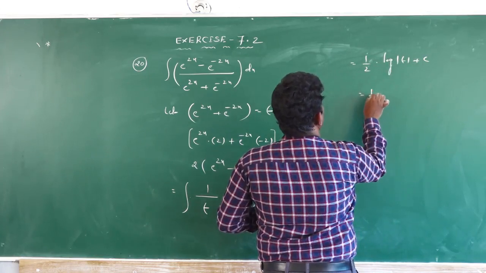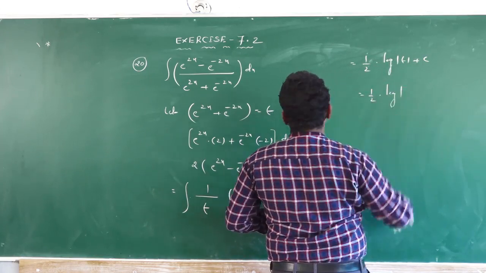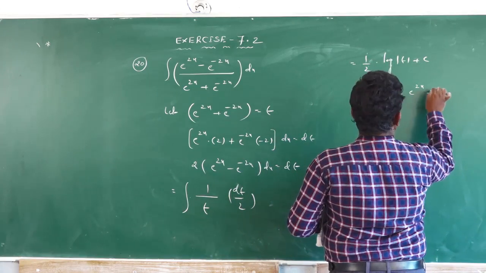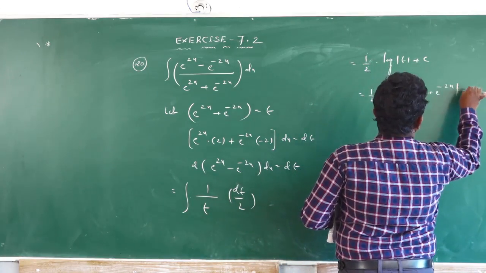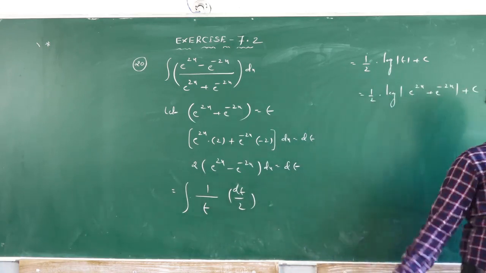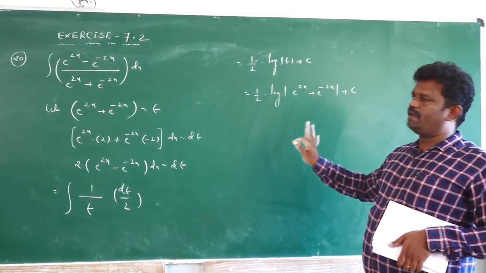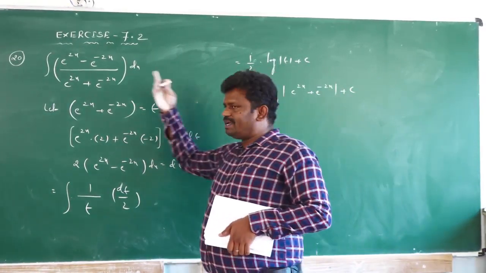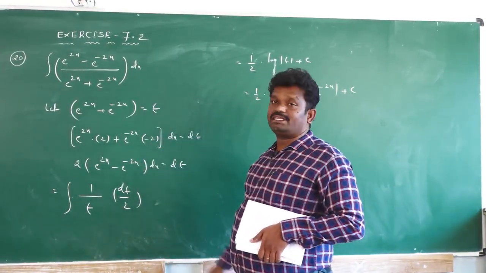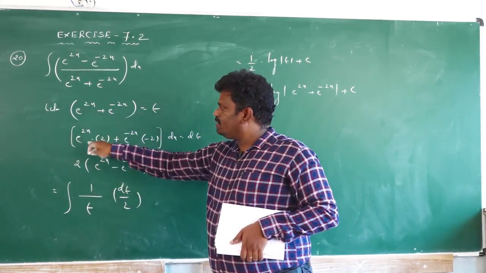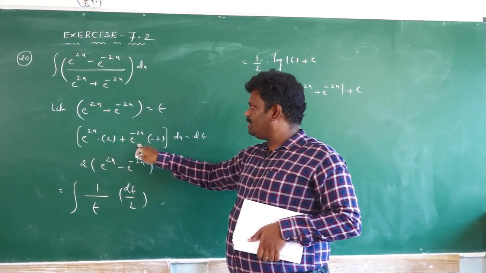That is equal to 1 by 2 into log t, which is equal to how much? Log of e power 2x plus e power minus 2x, plus c. Here, in the previous 19th question, you split the function, but here splitting is not required. If you directly take this value t, its derivative is e power 2x into 2, again e power minus 2x into 2.